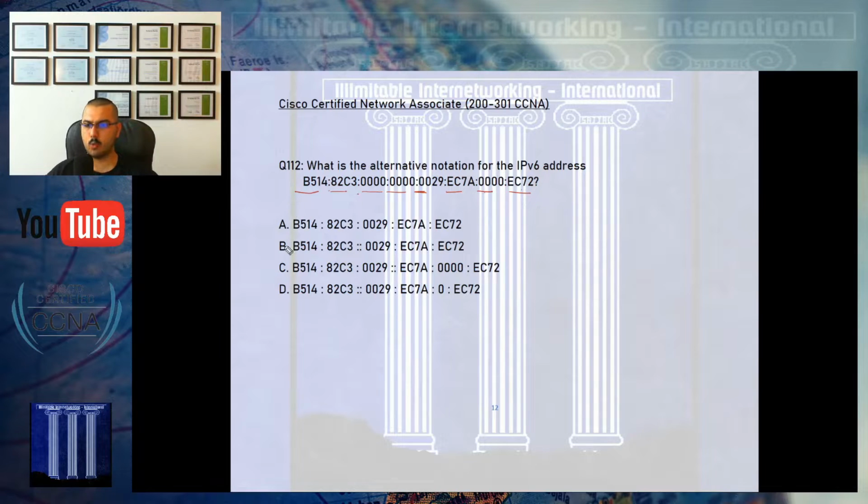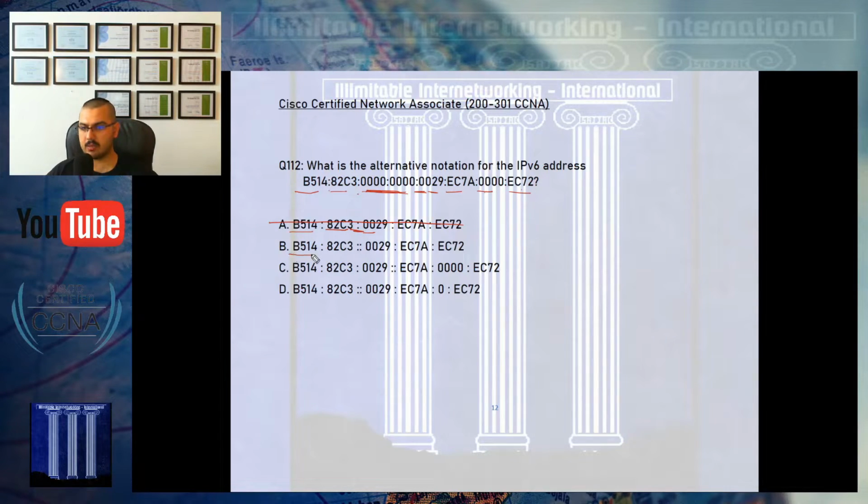This is correct. So one of these must also equal it. So this one will be B4514 colon, okay, the same 8 to C3 colon 009. So this one is not there, not here actually, but it's a single colon, not a double colon, so you have no right to remove the zeros.